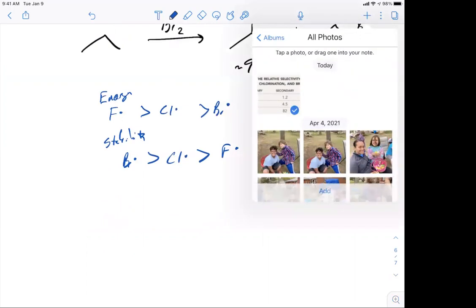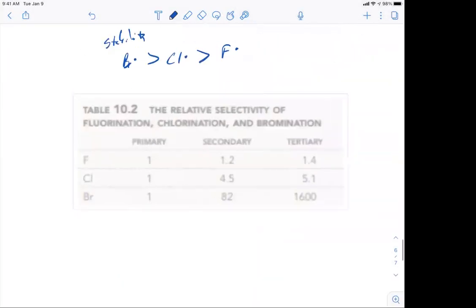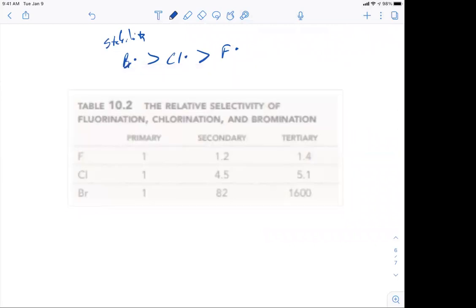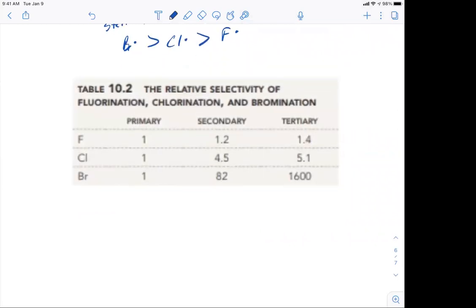So through experimentation, we have this kind of selectivity chart. That's a little fuzzy, but hopefully you can read that one. So we can see here that for fluorine, which is high energy, we get a very low selectivity. In fact, we would barely see any difference between a primary and secondary, and then a very small difference between a secondary and tertiary.